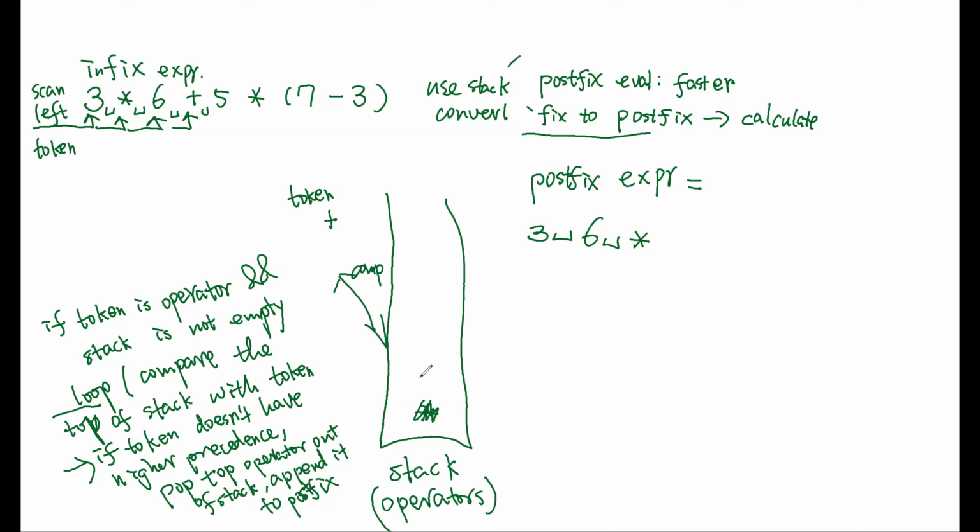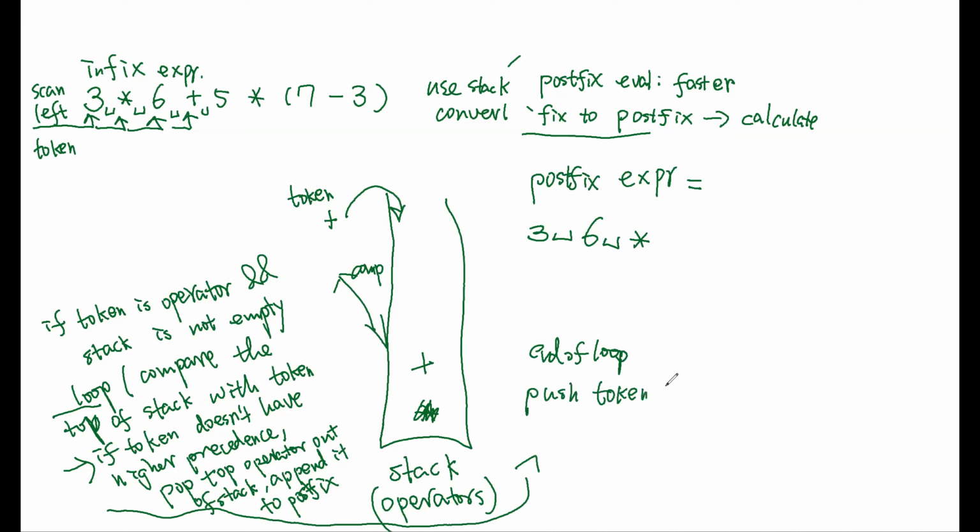Right now, because the stack is already empty, what you need to do is push the token back to the stack. Okay, so out of the loop, I run out of space here. This is the end of the loop. At the end of the loop, I push the token to the stack. Okay, and let's continue. Next is 5.